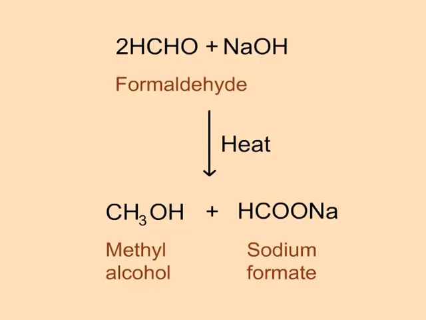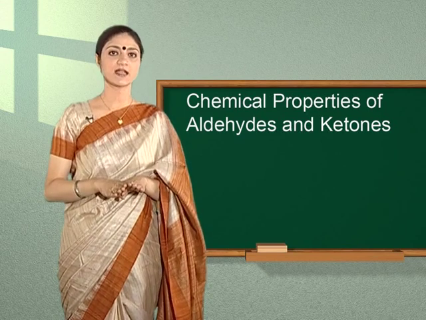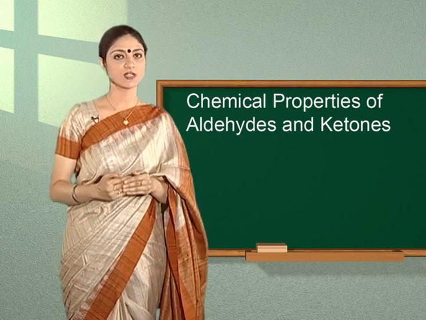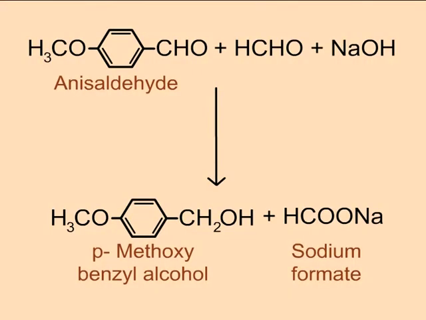For example, two molecules of formaldehyde undergo self-oxidation and reduction when heated with sodium hydroxide, forming methyl alcohol and sodium formate. The reaction can also take place between different aldehydes which do not have alpha hydrogen atoms. This is called cross Cannizzaro reaction. For example, anisaldehyde reacts with formaldehyde in the presence of sodium hydroxide to form para-methoxybenzyl alcohol and sodium formate.